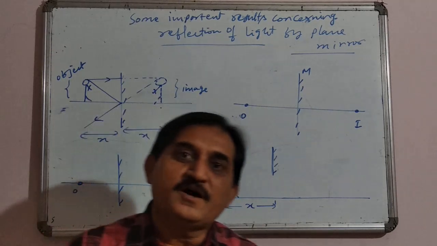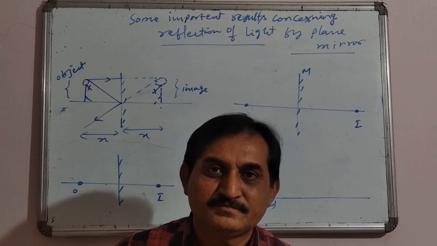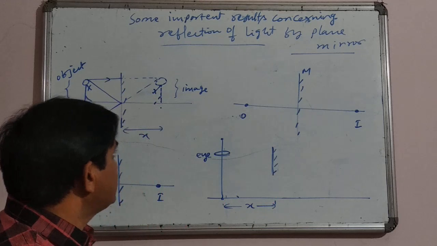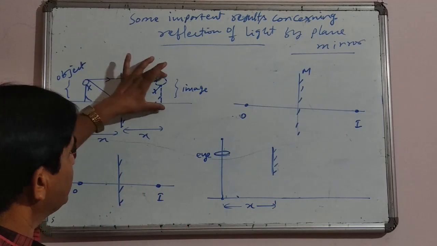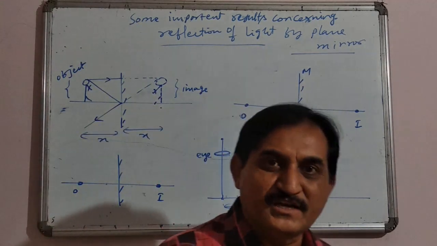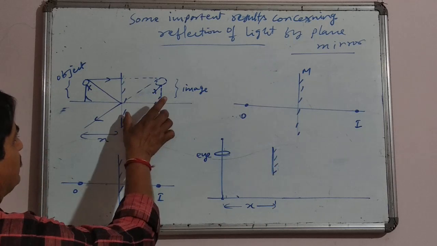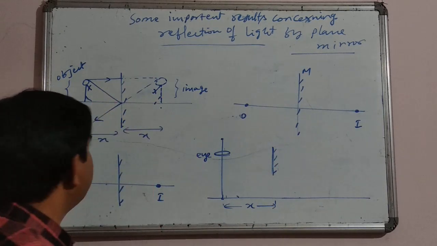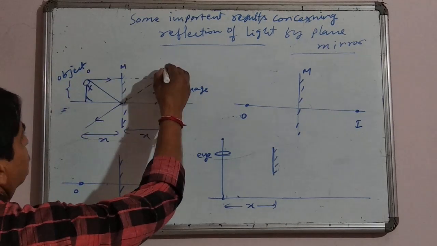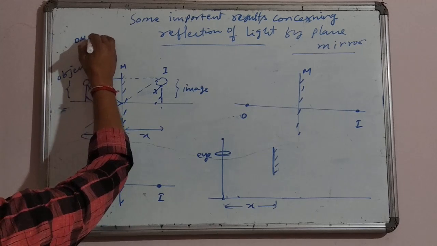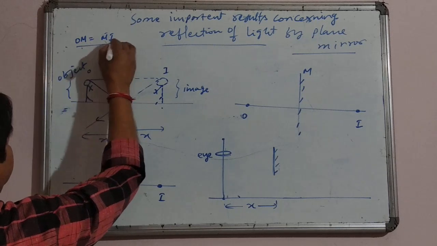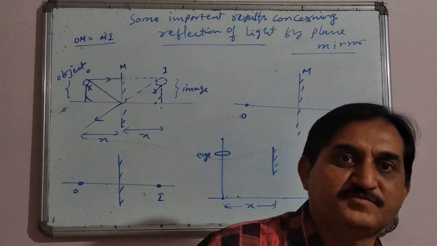The image formed by the plane mirror is virtual, erect and laterally inverted. Now, the second point is the size of the object is equal to the size of the image. Both are equal. Now, the distance of the image will be equal to the distance of the object. It's a very important point. Distance of the object mo equals distance of the image mi.